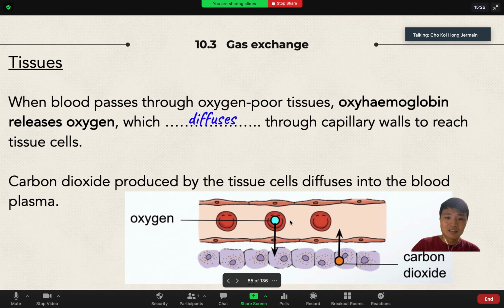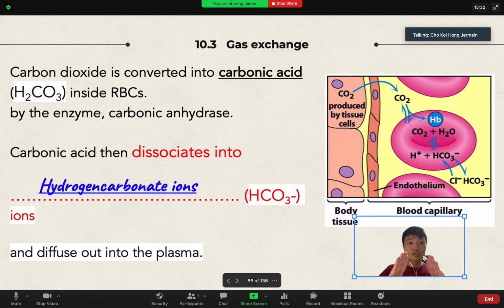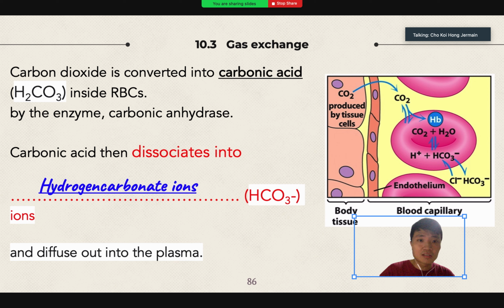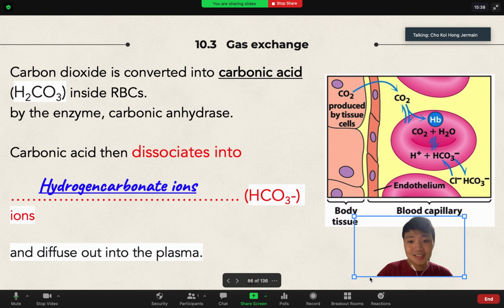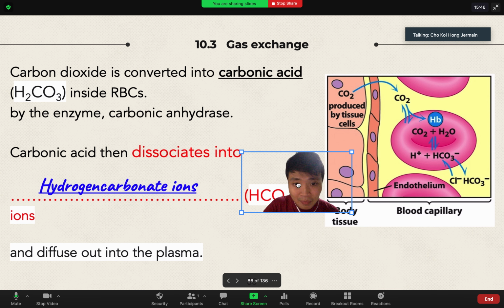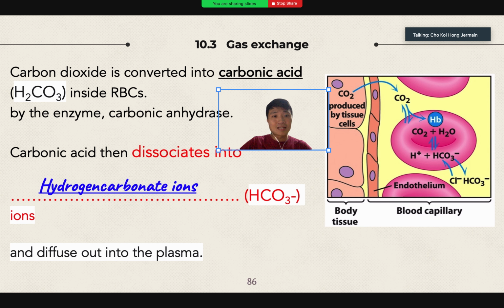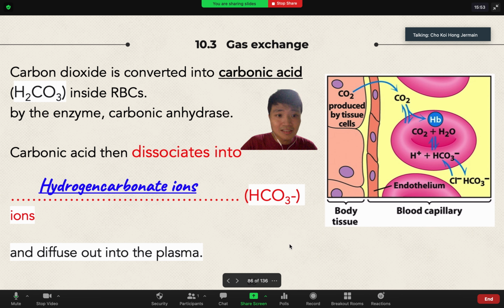Alrighty, now the last two steps may seem a little bit complicated, but calm down, I'll take it slow with you. Now, listen, when carbon dioxide is in the plasma, it doesn't just stay there as carbon dioxide. So there are two steps. I'm moving my avatar up here to help you. So first, carbon dioxide is converted into carbonic acid inside red blood cells.